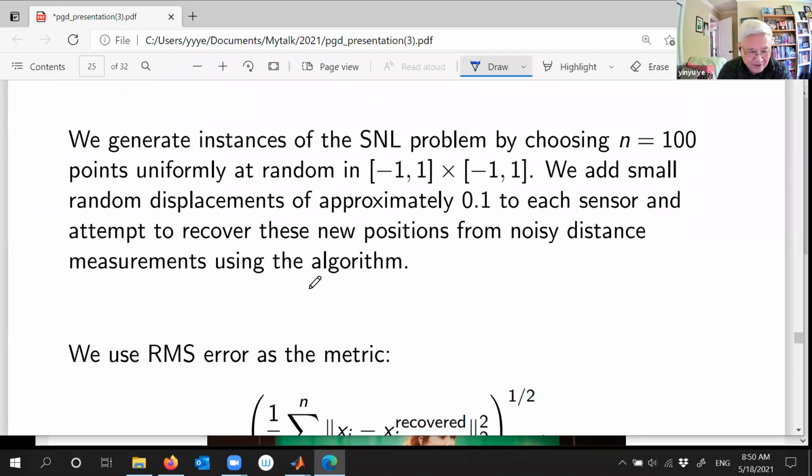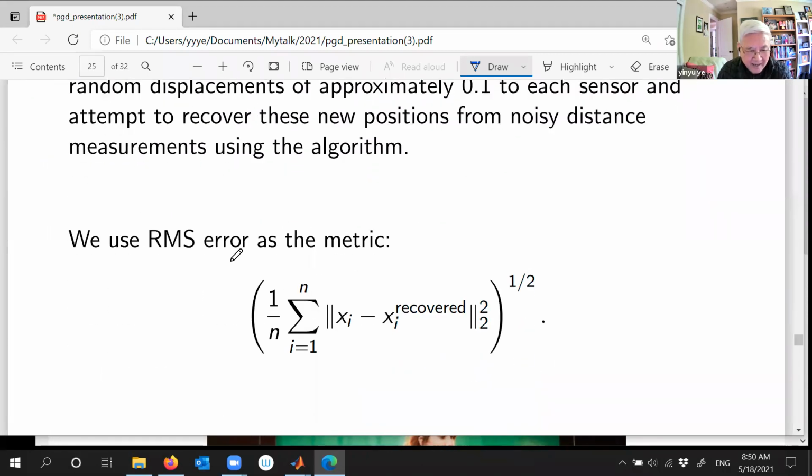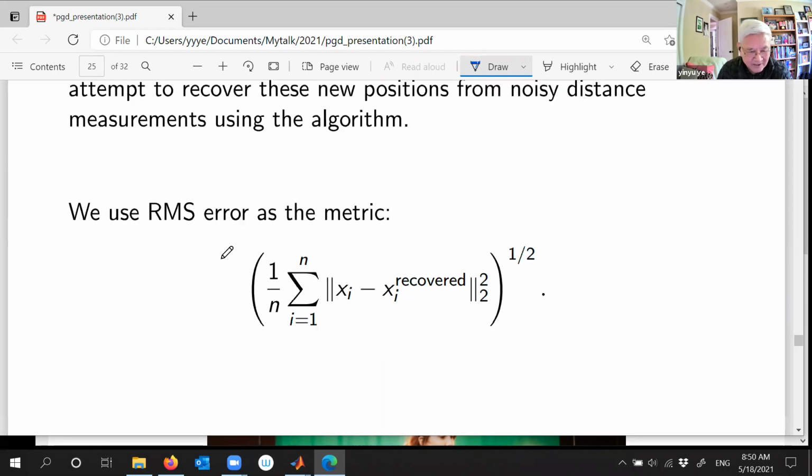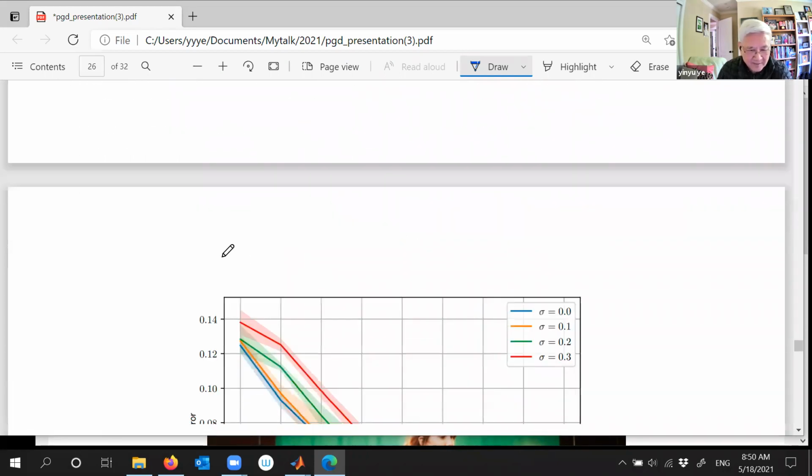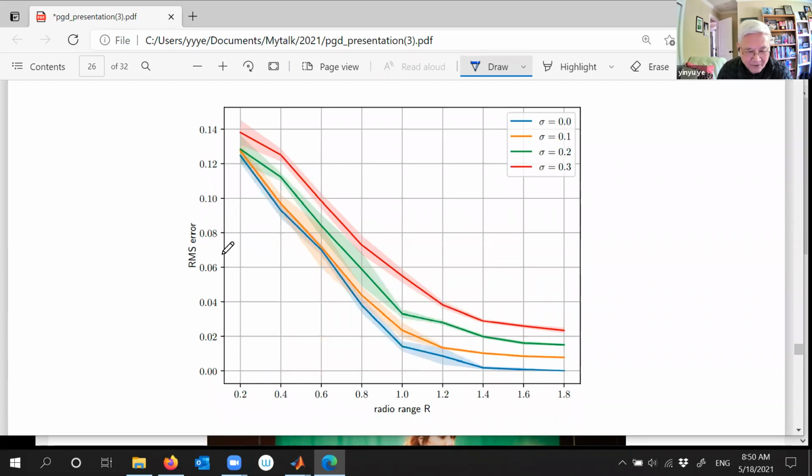Then we try to find the final solution. We use RMS error, comparing the true locations against the final output of the algorithm, which we term the recovered solution. I think many people do this. Of course, this is just a picture to show you, depending on the noise level, which is reasonable. So this is the error.